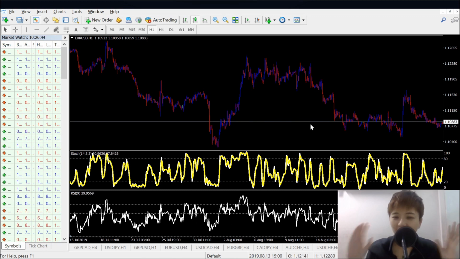This is why I tell people don't use too many indicators on your chart, because most of the time they just tell you the same message. So putting so many lines is just going to confuse you. Basically, what you need to do is just pick one that you're comfortable with, then go with that.